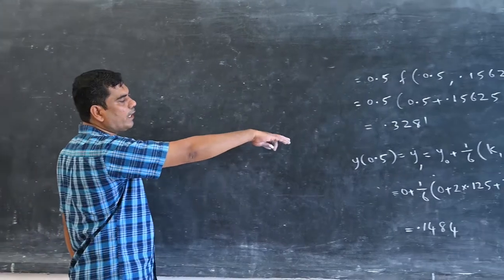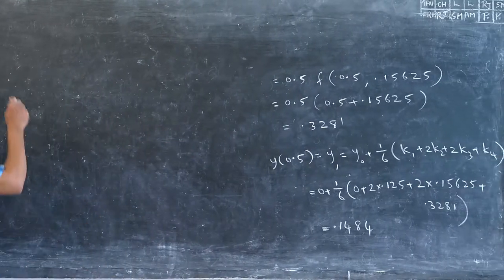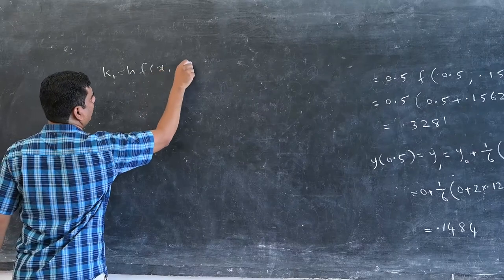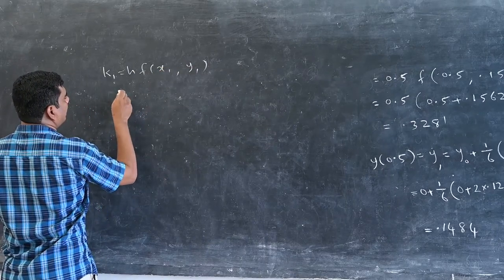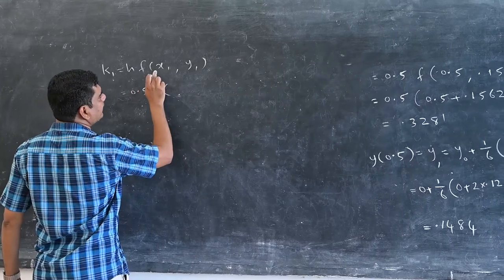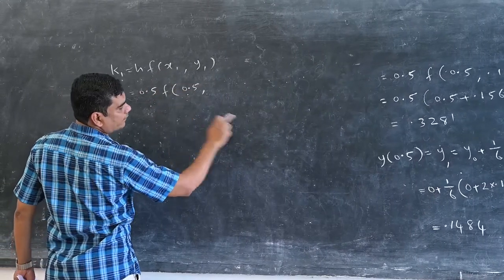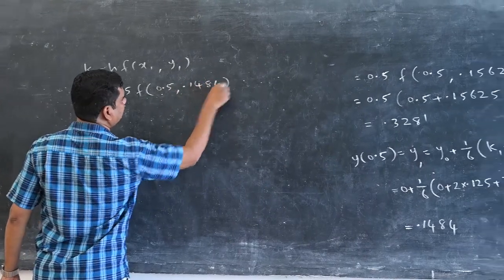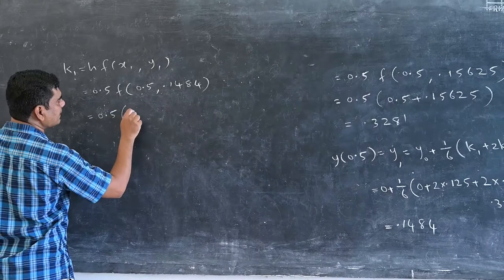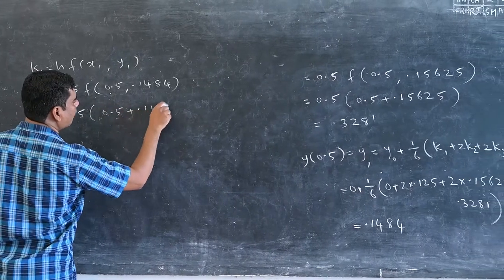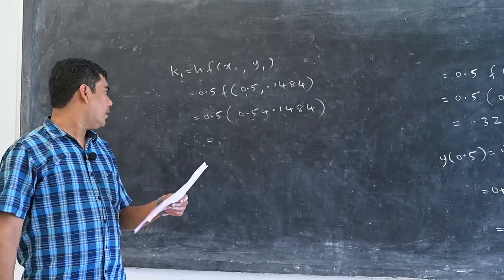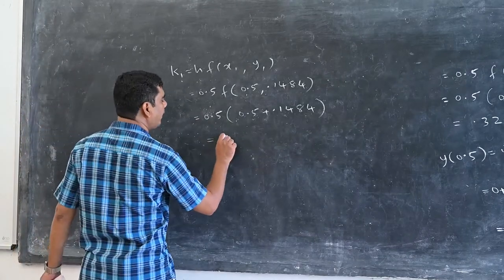So we have found y1. Now we have to find y2. So for that, first find k1. k1 is equal to h into f of x1 comma y1. h is 0.5, x1 is 0.5, y1 is 0.1484. This is 0.5 into f of x y, here f of x y is x plus y, 0.5 plus 0.1484. So calculate this using a calculator. The value of this is equal to 0.3242.